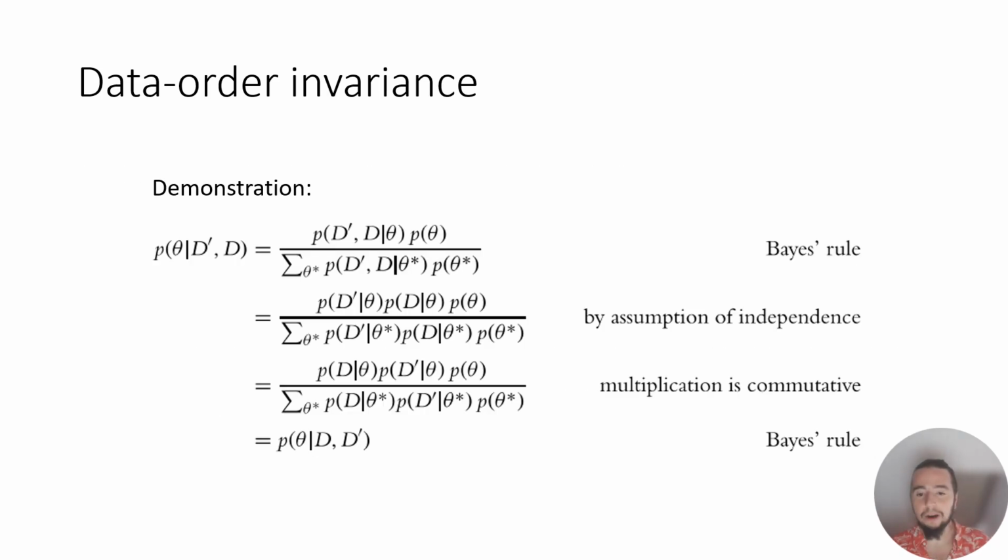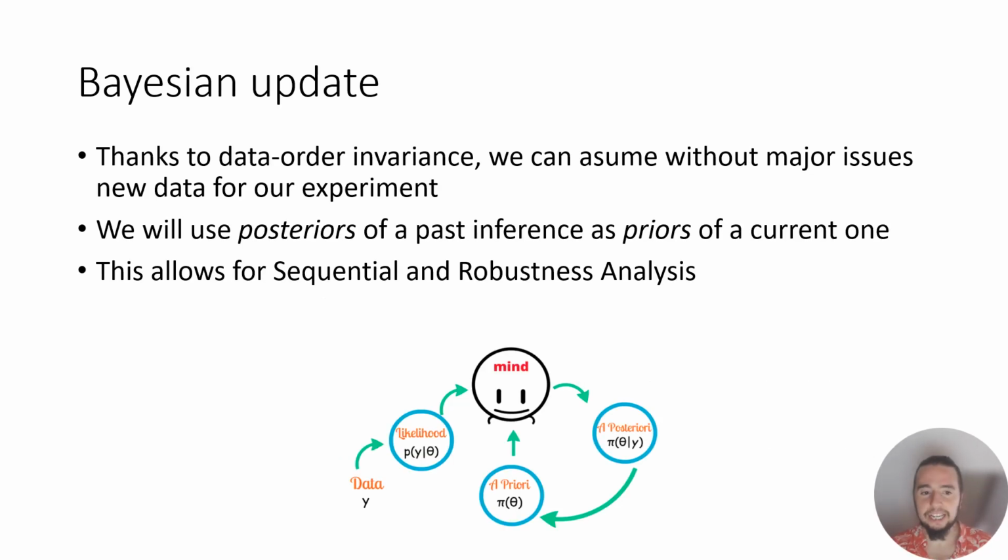Here's a demonstration of how, applying Bayes rule and the assumption of independence, you can get from this place to this place. The probability of a certain parameter given the new data and the previous data is basically the same as given the first data and the new data. Thanks to this data order invariance, we can add new data to an experiment without major issues or type 1 error inflation. We can use the posteriors of a past inference as priors of the current one. This allows for two things: sequential analysis and robustness analysis.